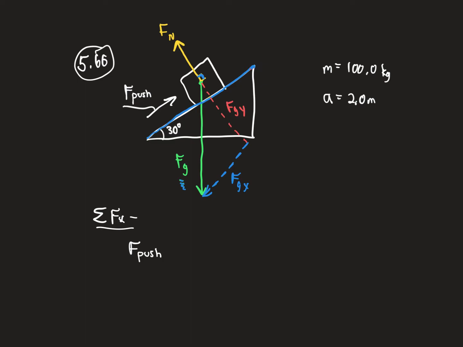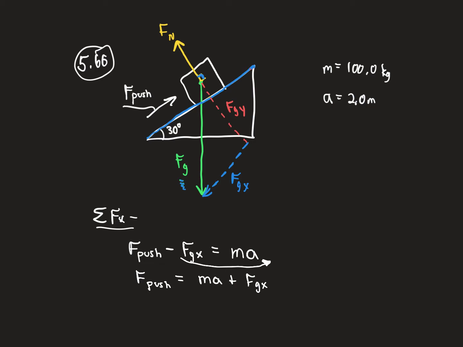And then I identify any forces acting down the incline. The normal force is acting up in that Y direction. FGY is acting directly down. FGX, though, is pulling me down the incline. So I'm going to subtract off my FGX, and that's going to be equal to the mass times the acceleration. And now I take stock of what I'm trying to find. I'm trying to find F push, so I can solve this equation for F push. F push is equal to mass times acceleration plus FGX. I do that by adding the FGX to the other side.